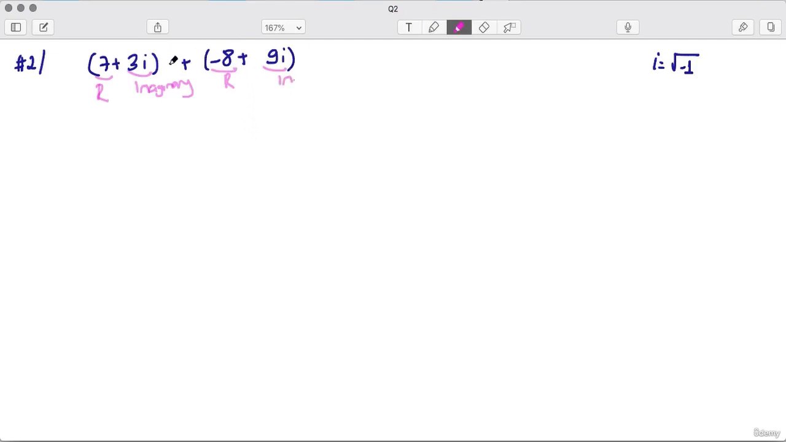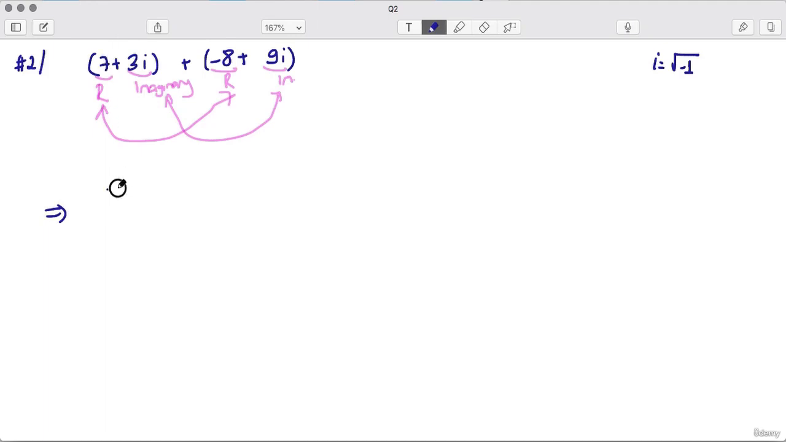So how do we add two complex numbers? Well, the rule is that we add the real parts, no, and the imaginary parts separately. So let's do that. So I'm gonna add the real parts first.